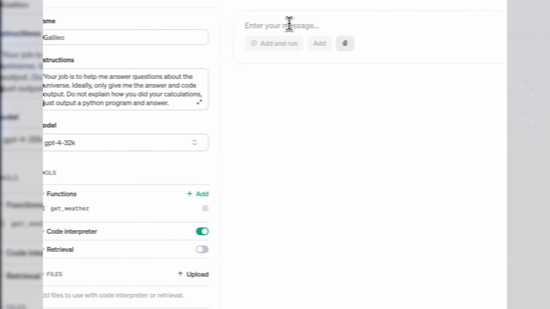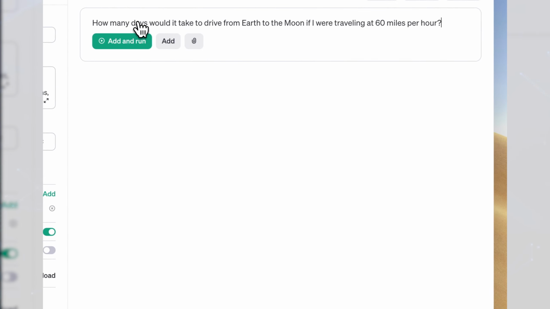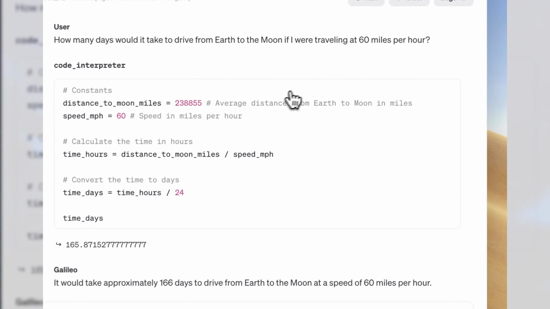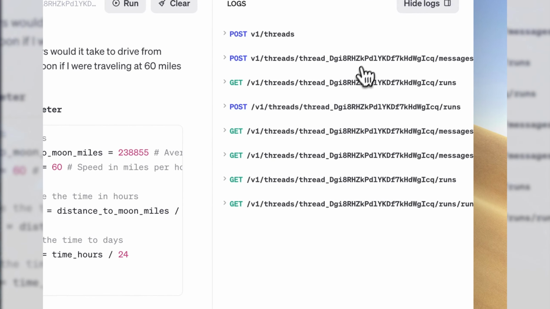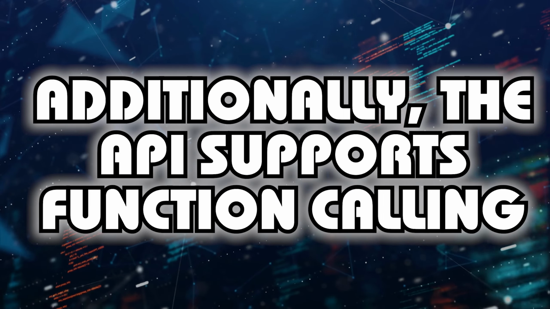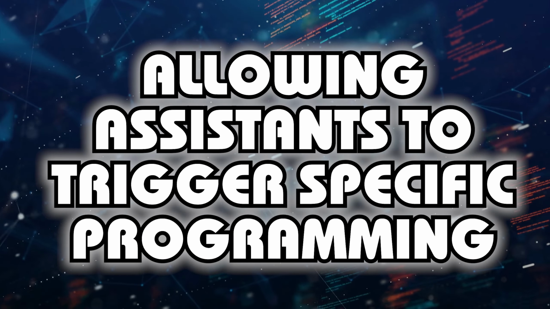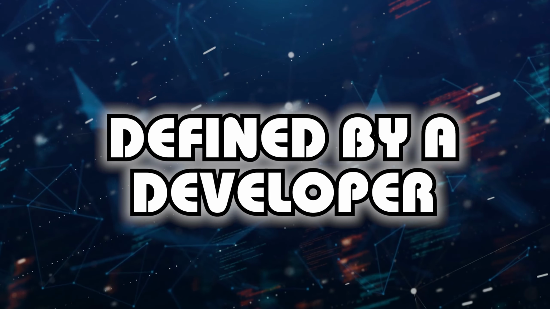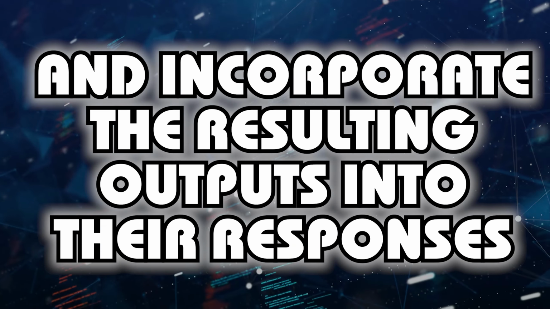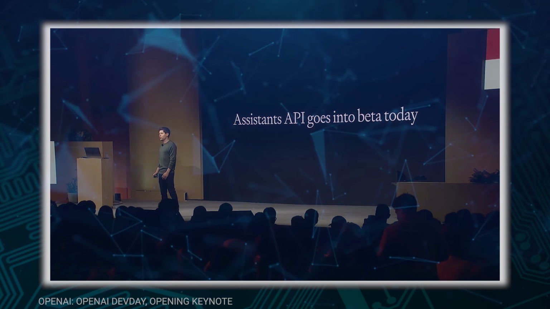Furthermore, the Assistants API can leverage a retrieval component to enhance developer-created assistants with knowledge sourced from beyond OpenAI's models. This could include information about products or documents supplied by a company's staff. Additionally, the API supports function calling, allowing assistants to trigger specific programming functions defined by a developer and incorporate the resulting outputs into their responses.